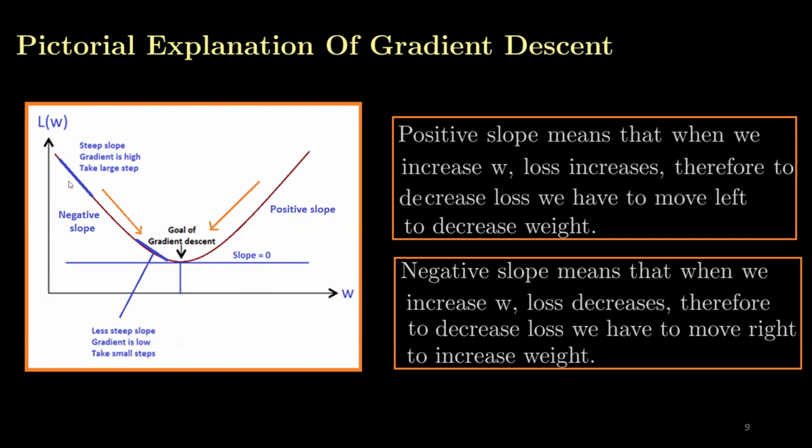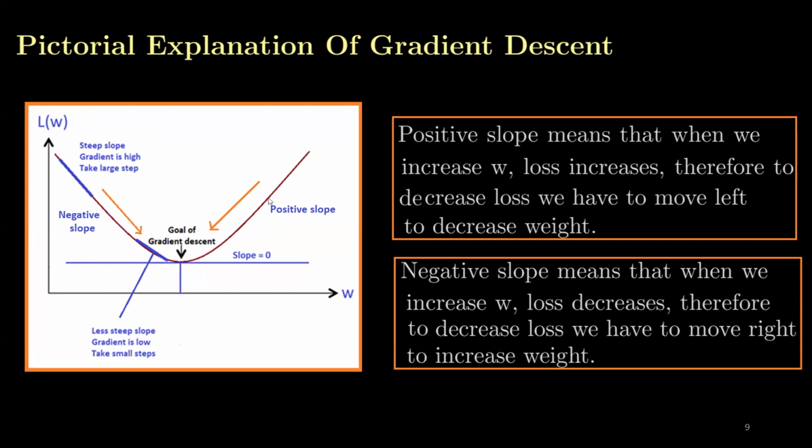On the other hand, if we are at a negative slope, we have to move towards the right. Moving towards the right means we are increasing the value of weight, because if you see the weight axis, whenever you move towards the right, weight increases, and when we move towards the left, weight decreases. Therefore, if we are here and we have to reach here, we have to move towards the right. It means if we are on a negative slope, then we have to increase the weight in order to reduce the loss function.